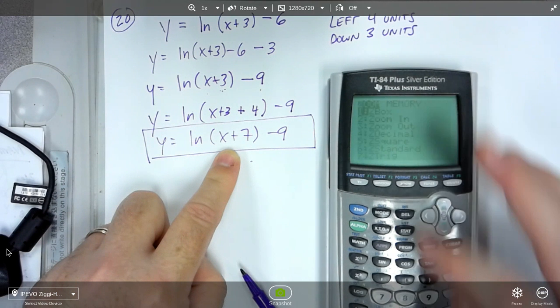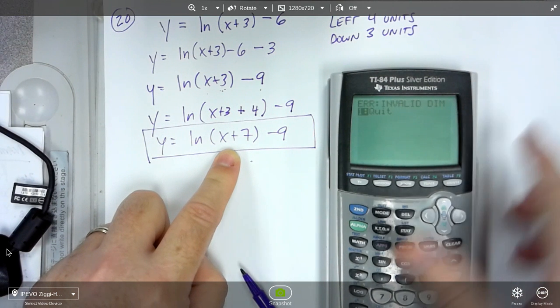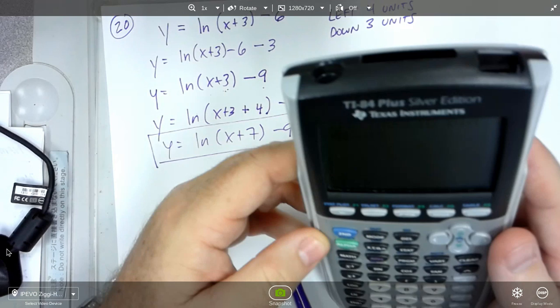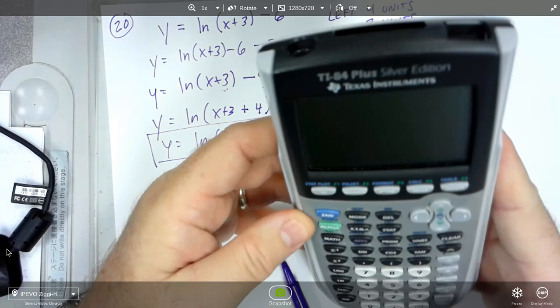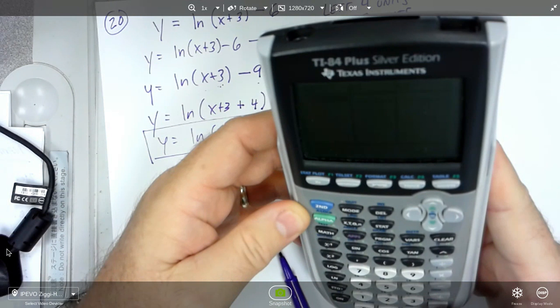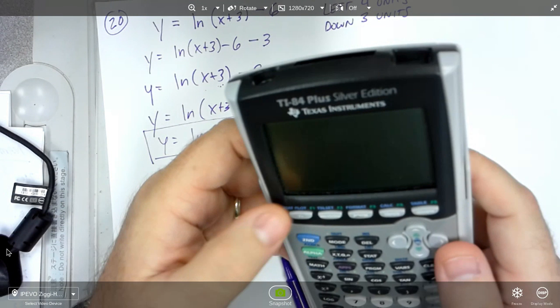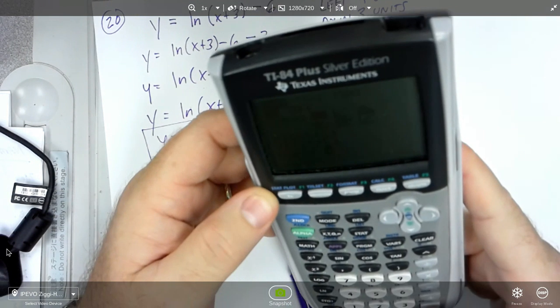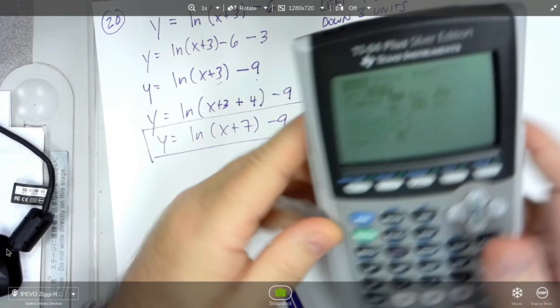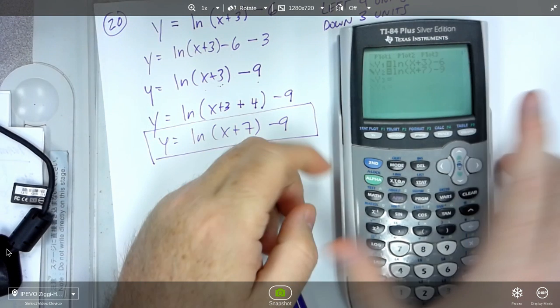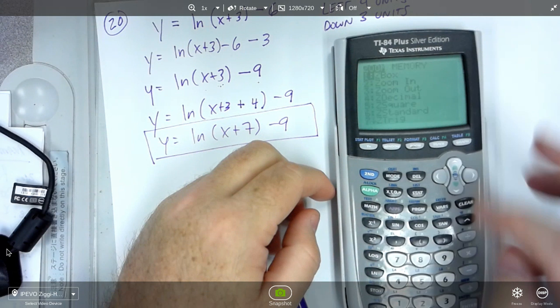So if I do zoom 6, are you serious? I must have stat edit or something on here. No. Got a stat plot. Yeah, my stat plot's still turned on. All right, that's what it is. So go to y equals and then hit zoom 6.